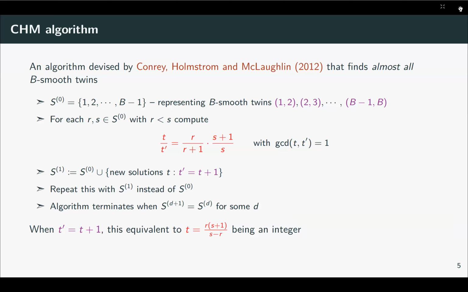And we can reformulate this CHM equation into something equivalent. If you solve for T, then you say T prime equals T plus 1, and you get something like this. And so doing this computation to get T prime equals T plus 1 is the same as checking that this number here.